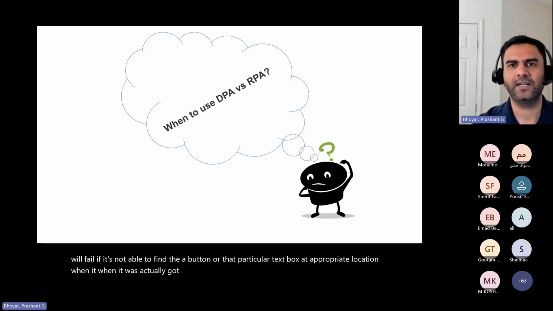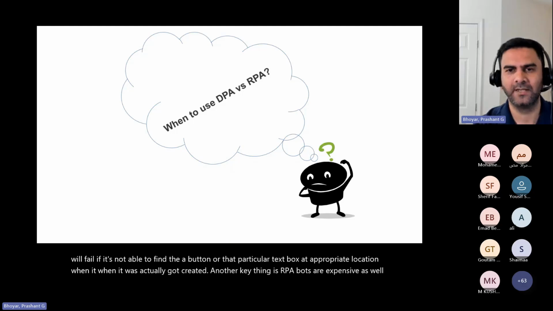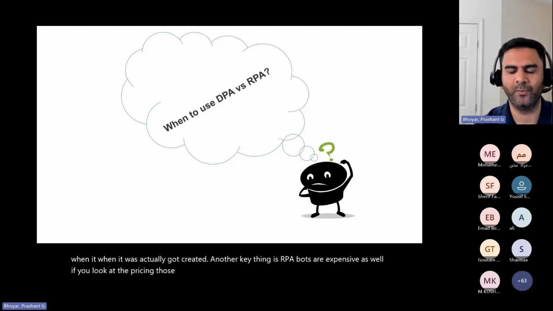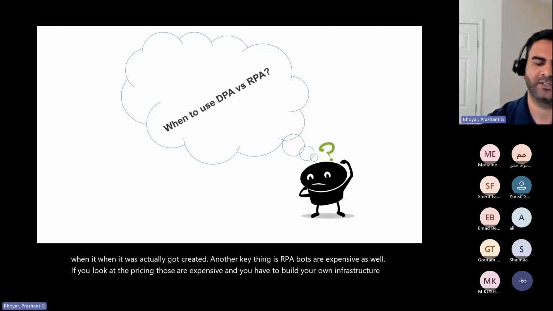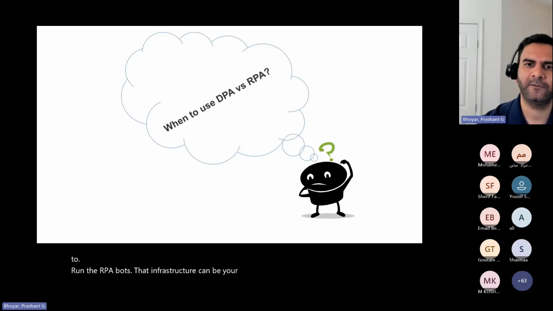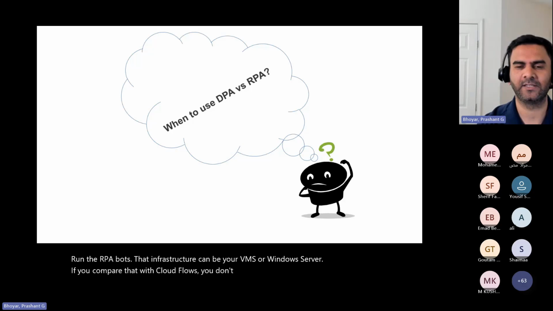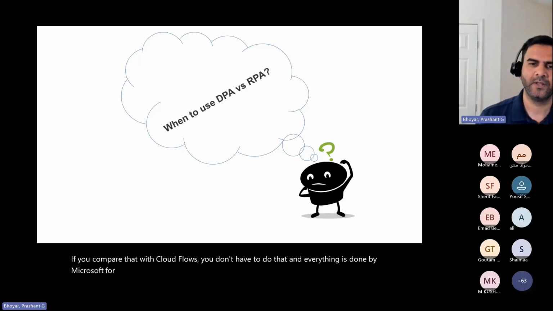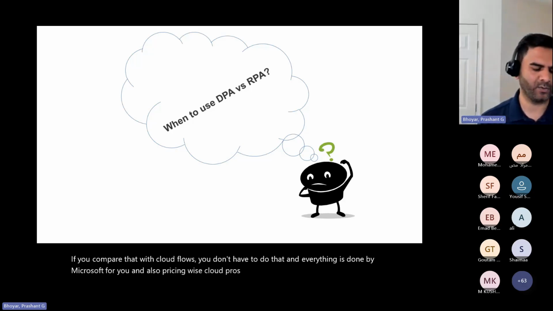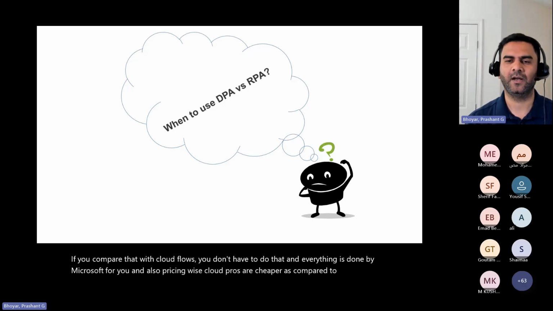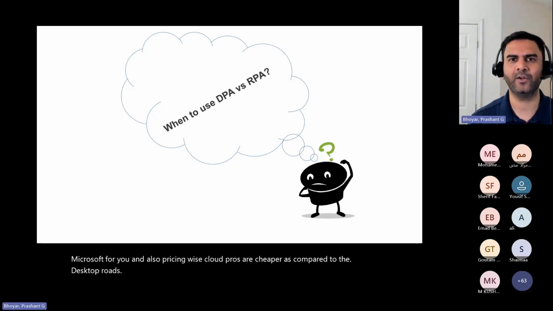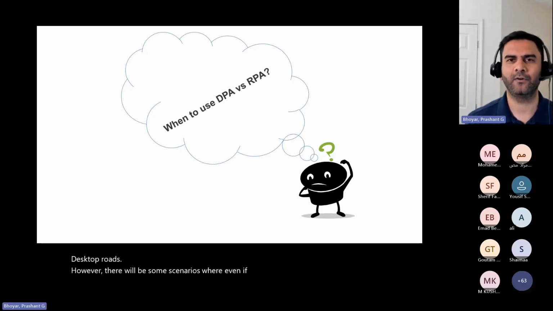Another key thing is RPA bots are expensive as well. If you look at the pricing, those are expensive, and you have to build your own infrastructure to run the RPA bot. That infrastructure can be your VMs or Windows Server. If you compare that with cloud flows, you don't have to do that, and everything is done by Microsoft for you. And also, pricing wise, cloud flows are cheaper as compared to the desktop flows.